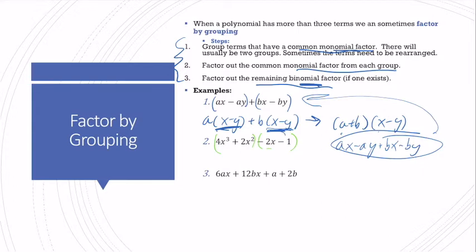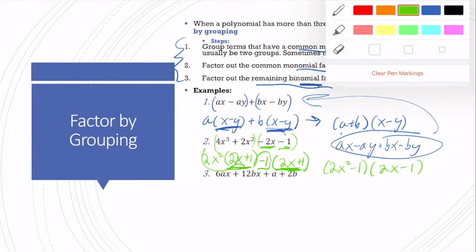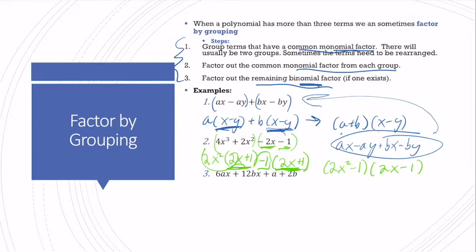The greatest common factor of 4x cubed and 2x squared is going to be 2x squared. That gives me 2x squared times 2x plus 1. The greatest common factor of negative 2x and negative 1 is going to be negative 1. That leaves me with negative 1 times 2x plus 1. Again, both of these are the same, so I can collect my greatest common factors and my binomial, and I have fully factored my polynomial.